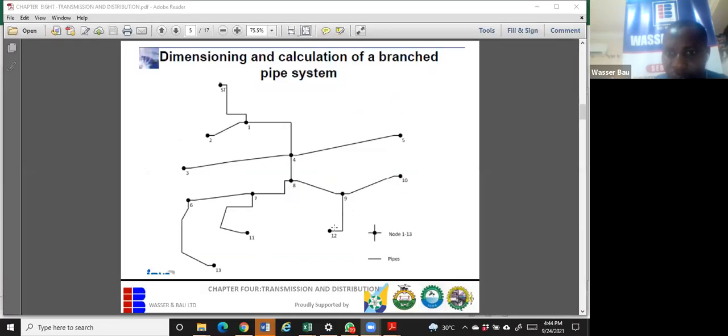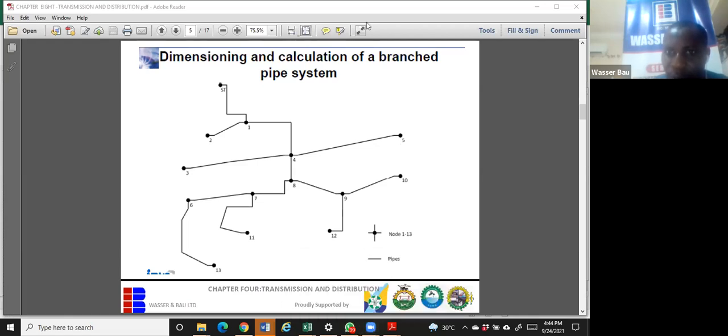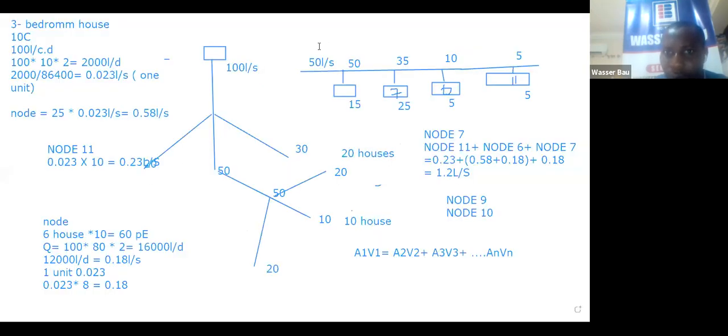This is node 10, this is node 12, and this is node 9. So node 9 will be node 10 plus node 12 plus the 4 houses along here. Okay, so what we're going to have there now will be node 10 plus node 12 plus node 9.